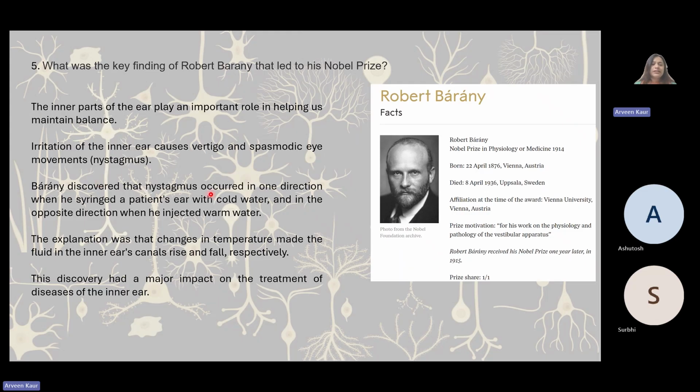Barany discovered that nystagmus occurred in one direction when he syringed a patient's ears with cold water, and in the opposite direction when he injected warm water, right? The explanation was that the changes in temperature made the fluid in the inner ear canals rise and fall respectively. This discovery had a major impact on the treatment of diseases of the inner ear later, for which he was actually recognized via this Nobel Prize.